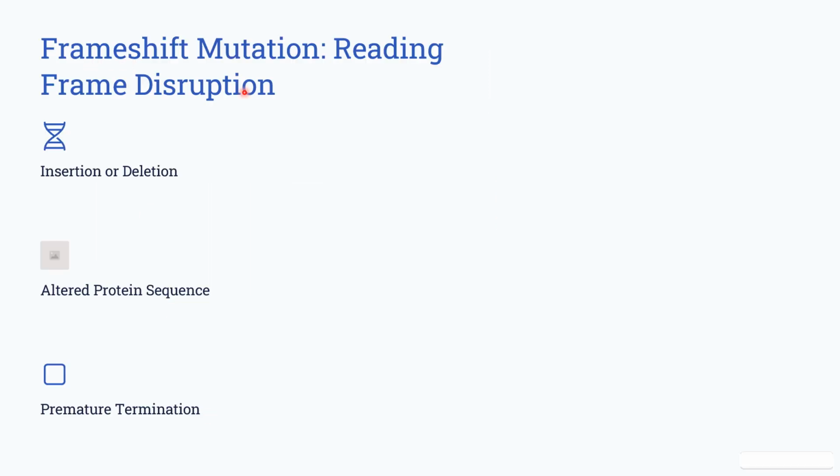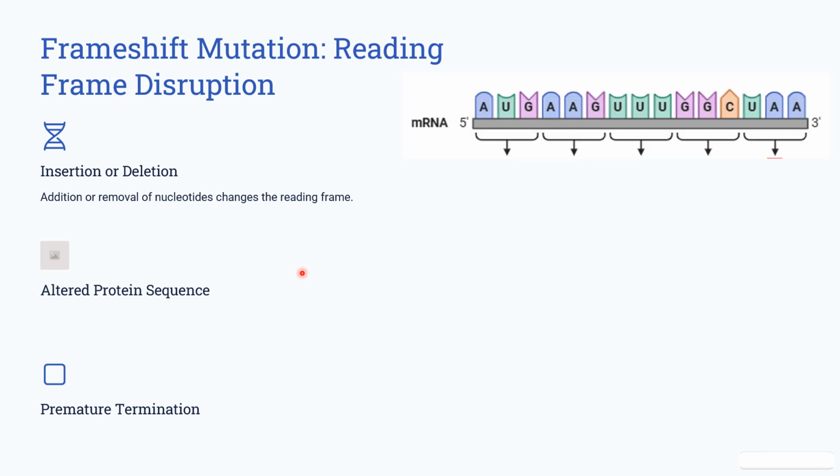Another good concept is frameshift mutation. Here there will be an addition or removal of a nucleotide that changes the reading frame. So when one particular nucleotide is added, it will result in the disruption of the entire reading frame. So this is how the codons are all arranged. Each codon is coding for a particular amino acid, and it results in the stop codon.